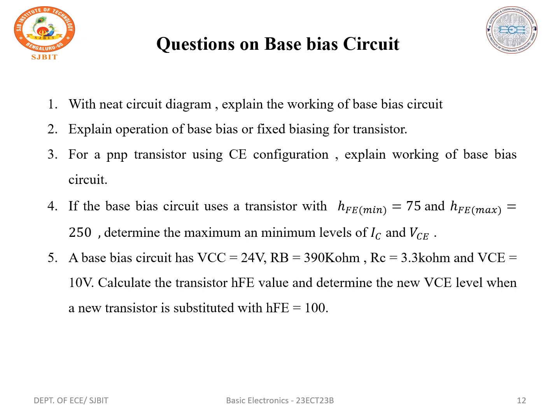Next, the fifth one is: a base bias circuit has VCC equals 24 volts, RB equals 390 kilo ohm, RC equals 3.3 kilo ohm and VC equals 10 volts. Calculate the HFE value and determine the new VCE level when a new transistor is substituted with HFE equals 100. Thank you.